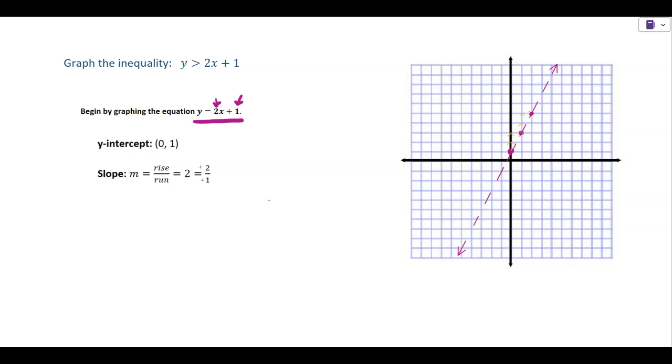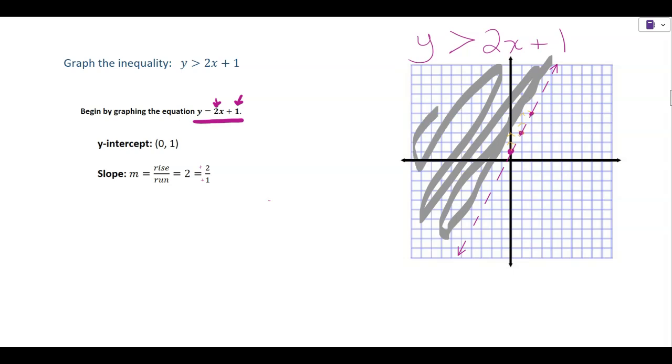So what I have to do next is assess the inequality of this line. Wherever y is above, the outputs of y would be above this line. This is where I'm going to shade. So really it should be shaded right above this dotted line.